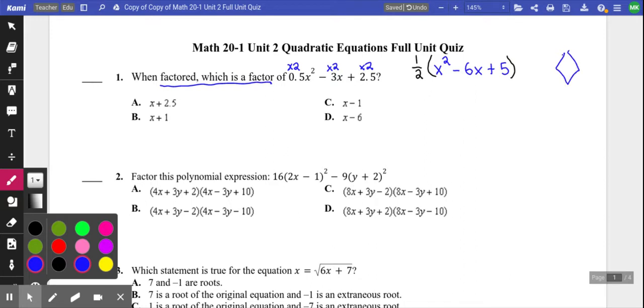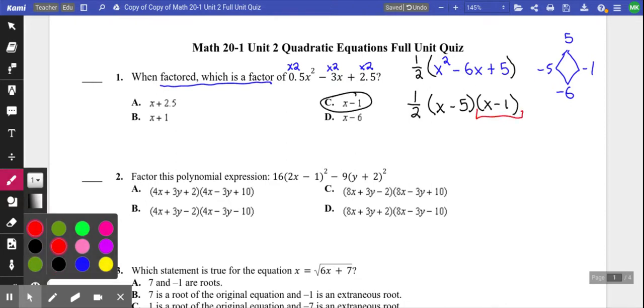So I go to diamond method factor that. I need things that multiply to 5 and add to be negative 6. That'd be negative 5 and negative 1. That means my equation is now x minus 5, x minus 1. Take a quick peek over here. x minus 1 is my answer. There is my factor, x minus 1. Easy money to start the test.